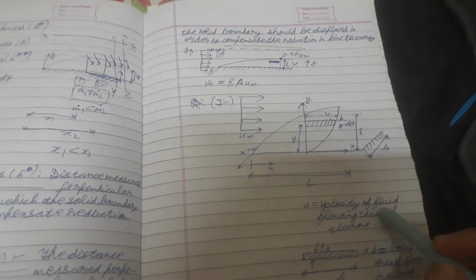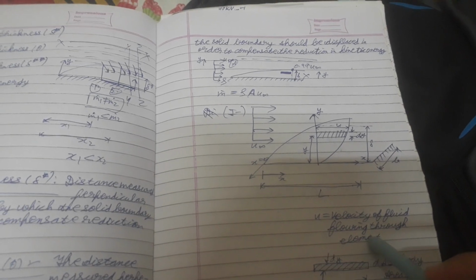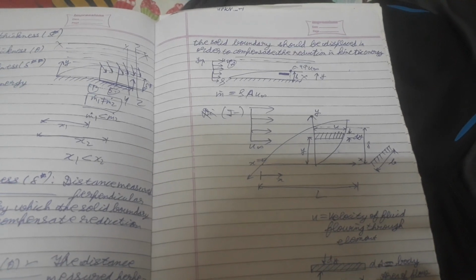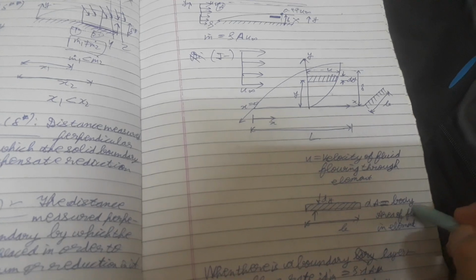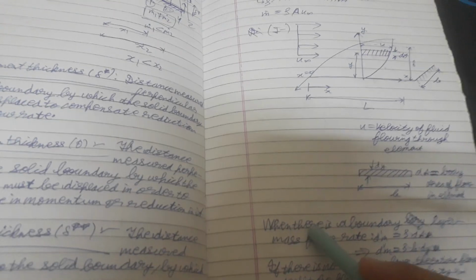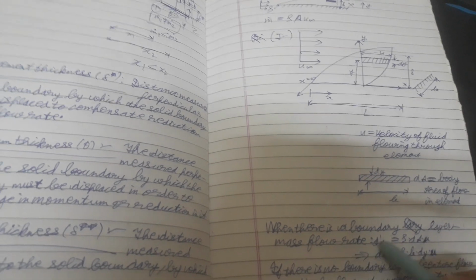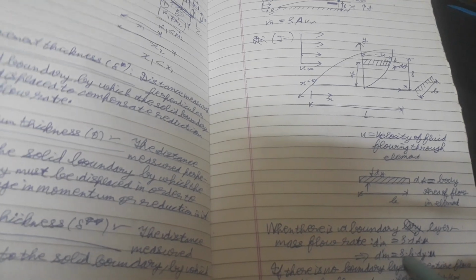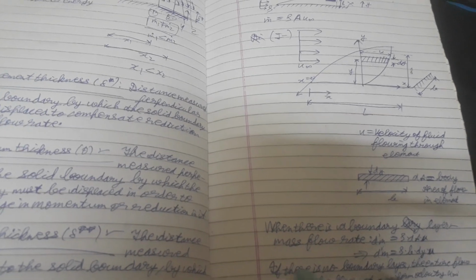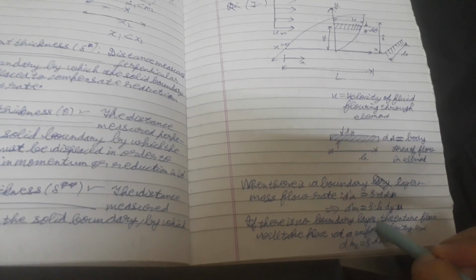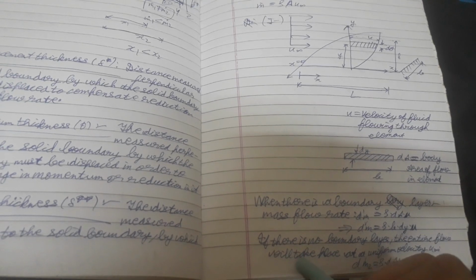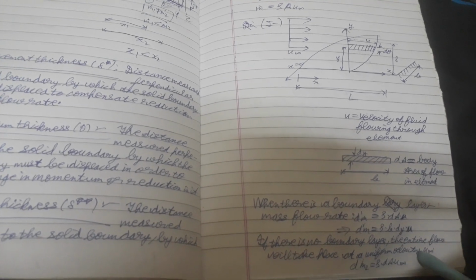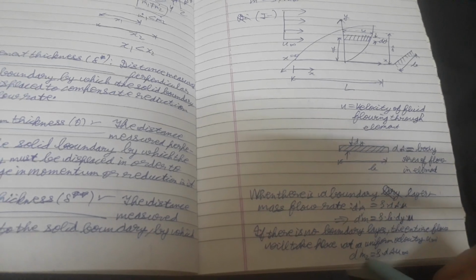u is the velocity of fluid through the element. dy into b, dA, is the area of flow in the element. When there is a boundary layer, mass flow rate dm1 dot is equal to rho into dA into u, dm1 dot is equal to rho into b dy into u. If there is no boundary layer, the entire flow will take place at uniform velocity u infinity, dm2 dot is equal to rho into dA into u infinity.